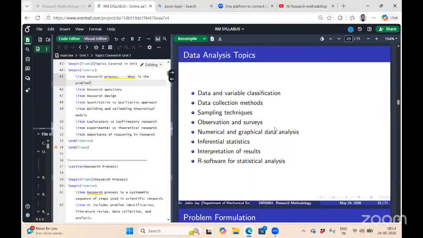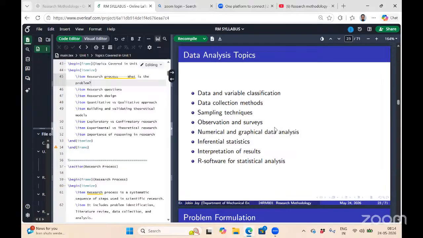Sampling means we have a big population. From the big population, we have to select a small representative sample. That sample will represent the big population. Different examples will be random sampling, stratified sampling, systematic sampling, etc. These are examples of sampling.